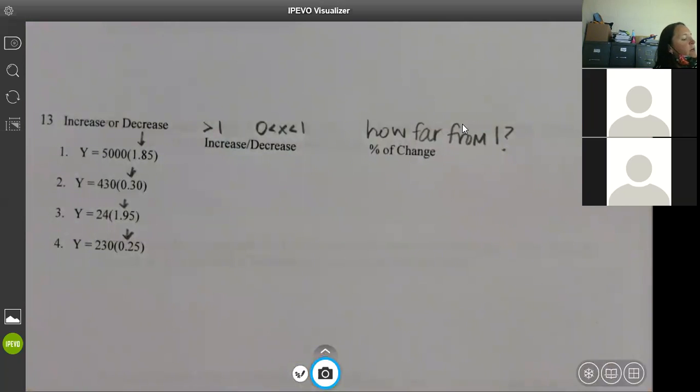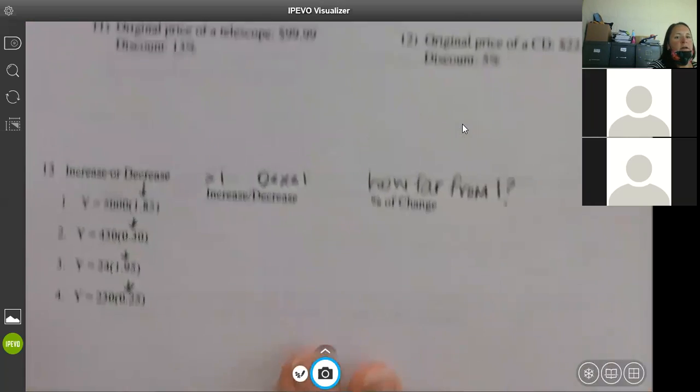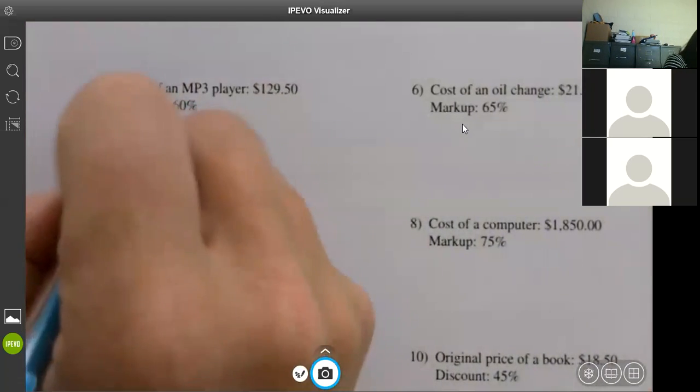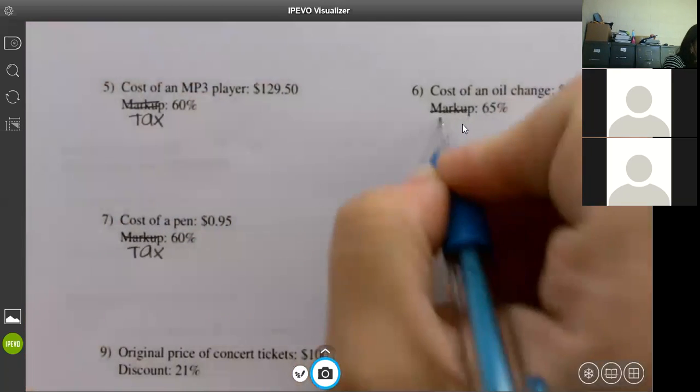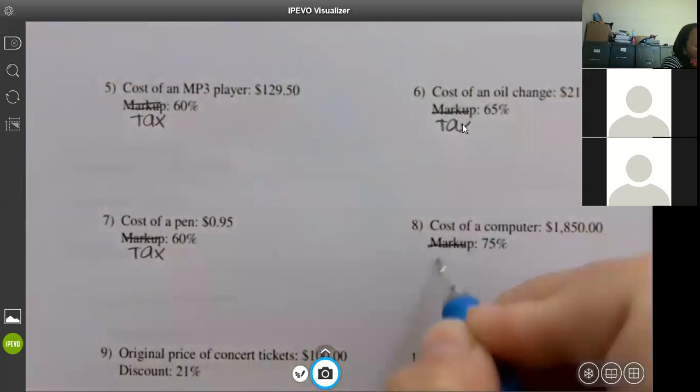Everything else is normal. 5 through 8 say markup. That's tax. So again, on the very beginning up here, markup is the same thing as tax. So markup means you're increasing. That means you're going to add.